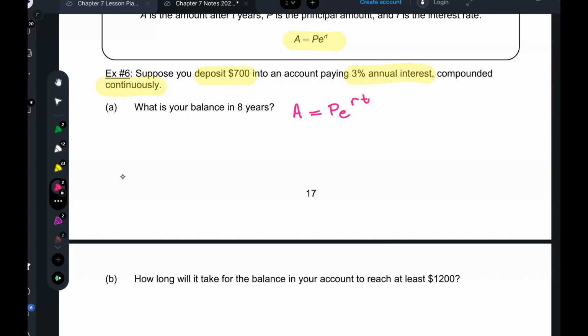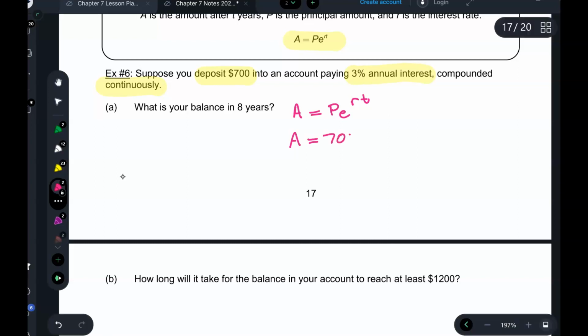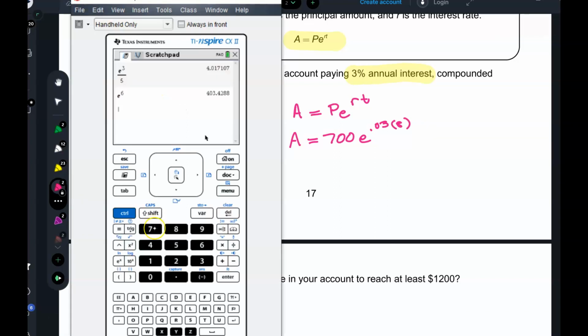All right, here's our formula. A is what we're trying to find. We want to find the amount after time t, with your principal amount, which was 700, times E to the rate. If it's 3%, we want to write that as a decimal, 0.03, times 8. So we want to see how much we have. All I need to see on the homework is the setup, and then you can just type it all into your calculator at once. So I'm going to do 700 times E to the 0.03 times 8. You might be able to just write E. There we go. And since we're talking money, let's go to the nearest cent.